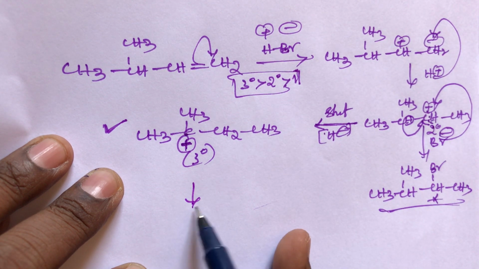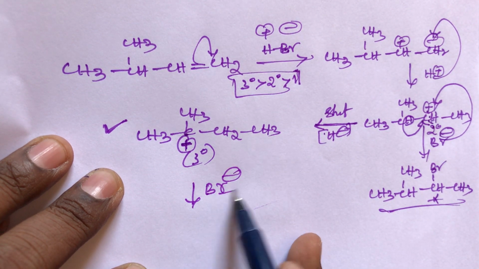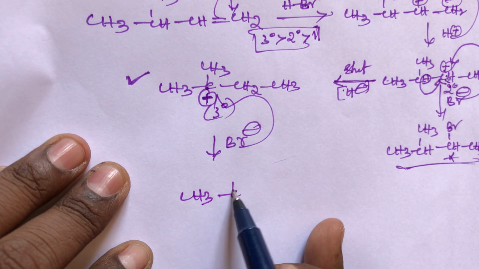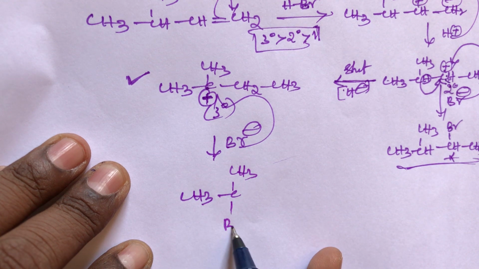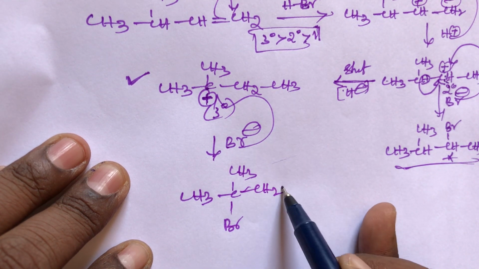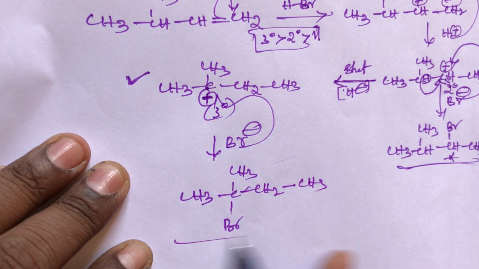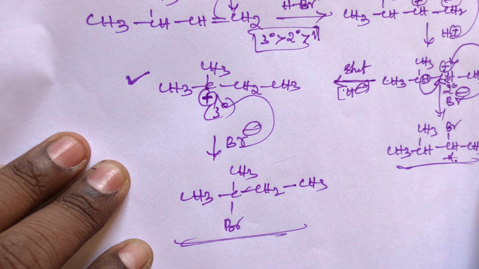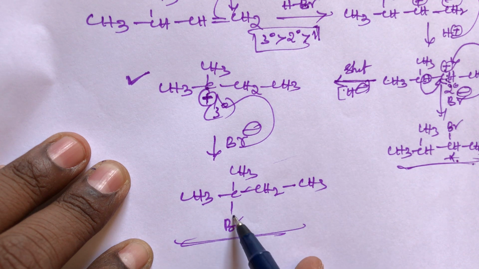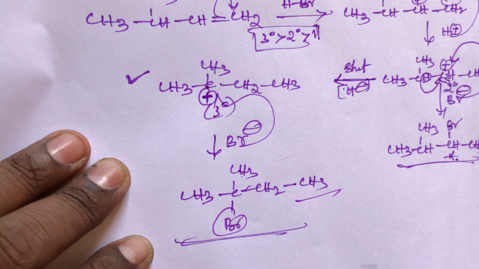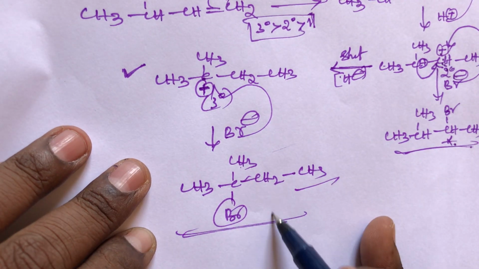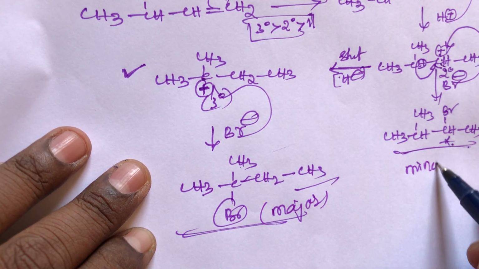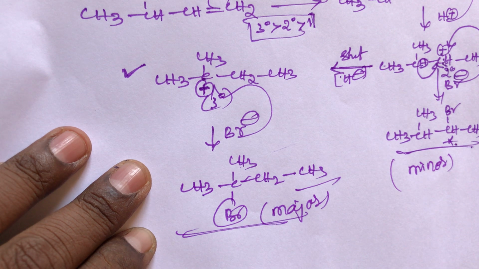After that Br− is left, and it will attack this position. We get the final product CH3 CBr(CH3) CH2 CH3. Out of these, this is 2-bromo-3-methylbutane and this is 2-bromo-2-methylbutane. Which one is the major product, students? This one is the major product, and this other one is the minor product. This follows the Markovnikov rule, students.